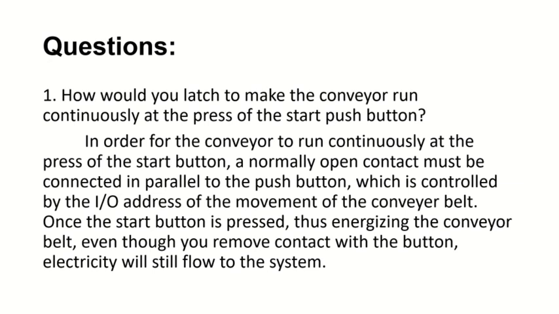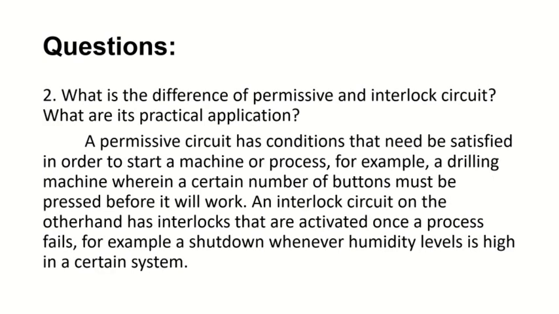Questions. 1. How would you latch to make the conveyor run continuously at the press of a start push button? In order for the conveyor to run continuously at the press of a start button, a normally open contact must be connected in parallel to the push button, which is controlled by the I/O address of the movement of the conveyor belt. Once the start button is pressed, thus energizing the conveyor belt, even though you remove contact with the button, electricity will still flow to the system.